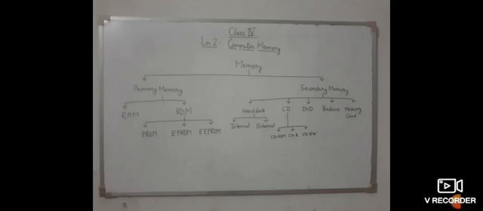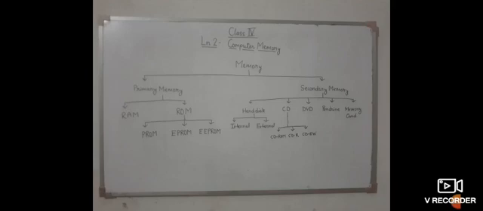CD, compact disc. CD is also used to store data from the computer. CD is in circular shape. One side is shining and the other side is plain. CD is used to store data up to 700 MB. CD can be of three types: CD-ROM, CD-R and CD-RW.